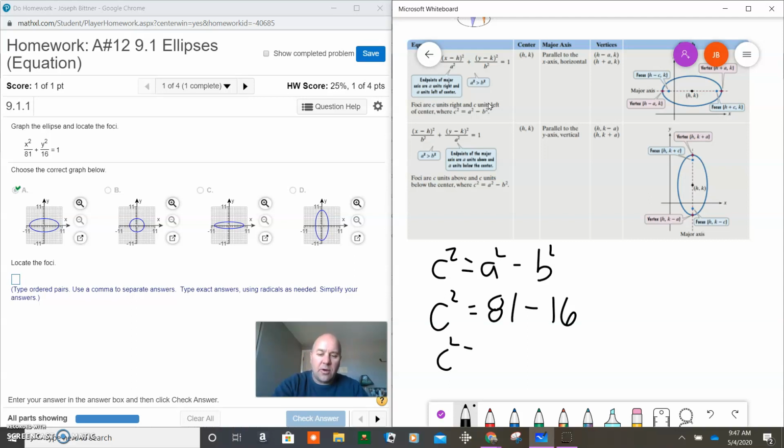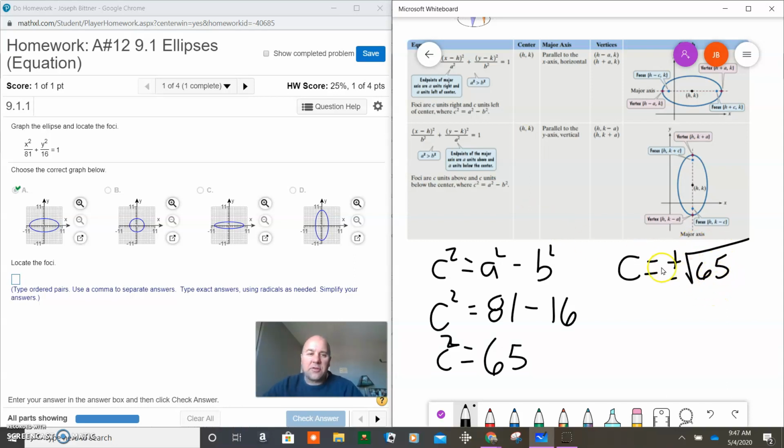So c squared equals 65. Oh, just a sec, I can't do the square root yet. 65, there you go. And the way that you get rid of the squared is you take the square root, and it will be plus or minus the square root of 65. I'm trying to think, will it simplify? I don't believe it does. 5 and 13 are both prime, so it does not break down.